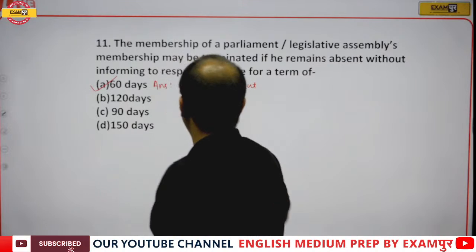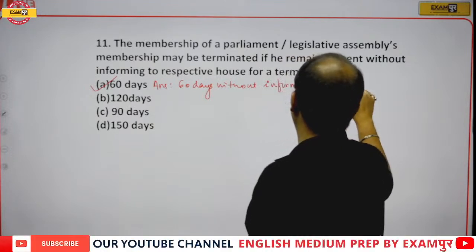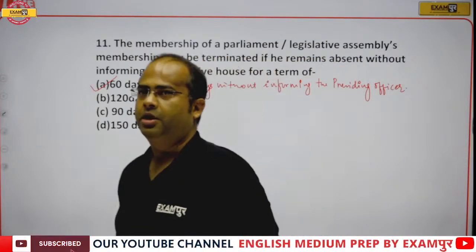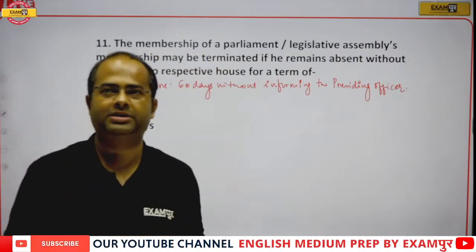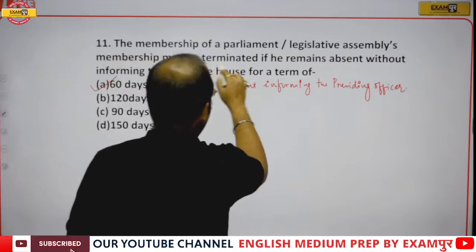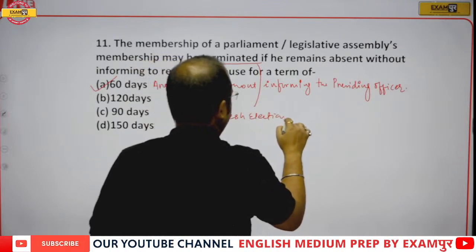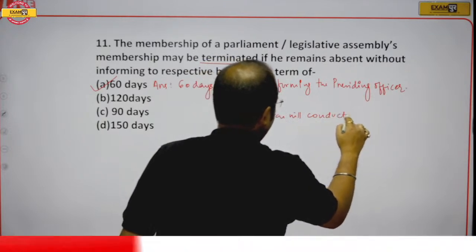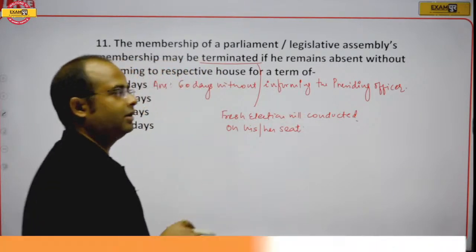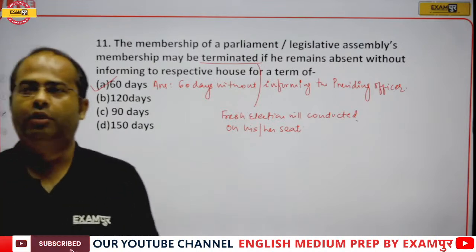without informing the presiding officer. So if the presiding officer has not been informed for the last 60 days, then that person will be out of the membership. That means the membership will be terminated and a fresh election will be conducted on his or her seat. So the correct answer will be option A, that is 60 days without informing the presiding officer.